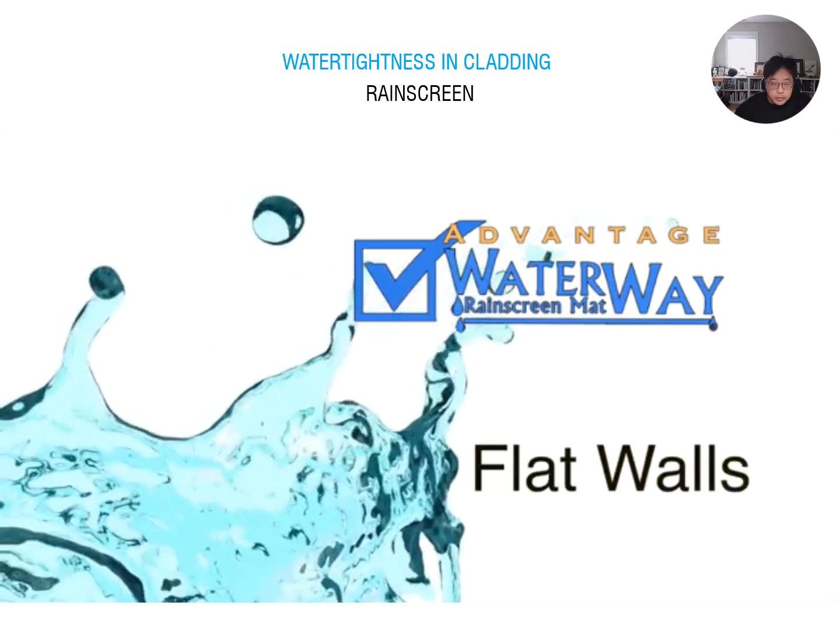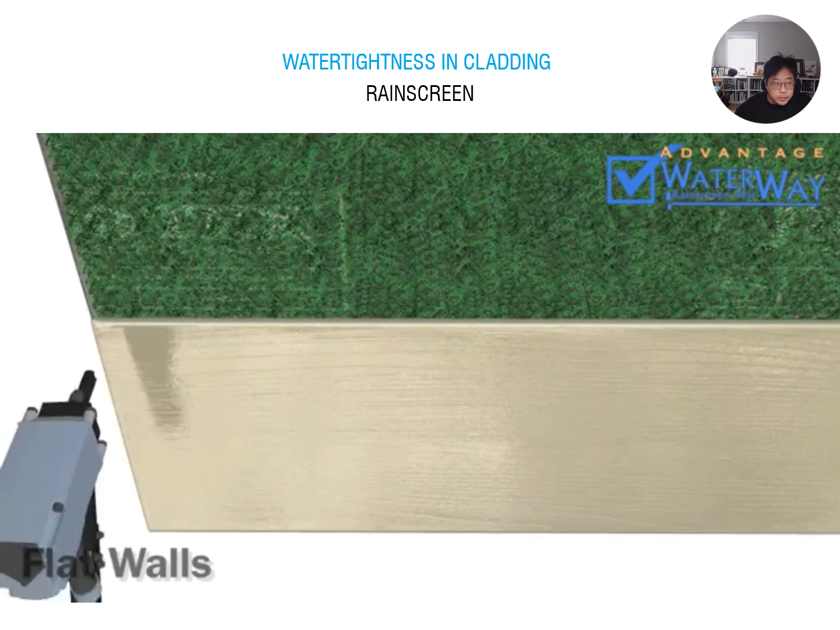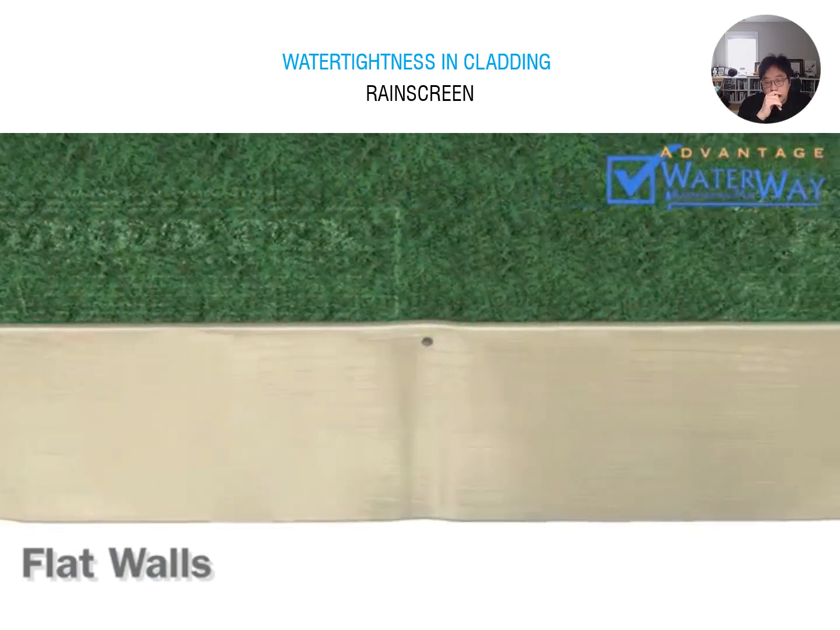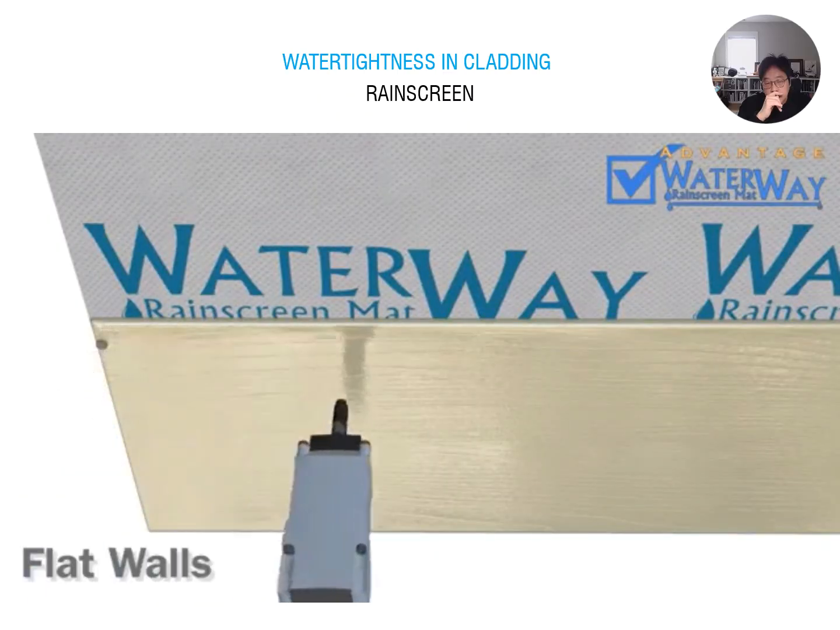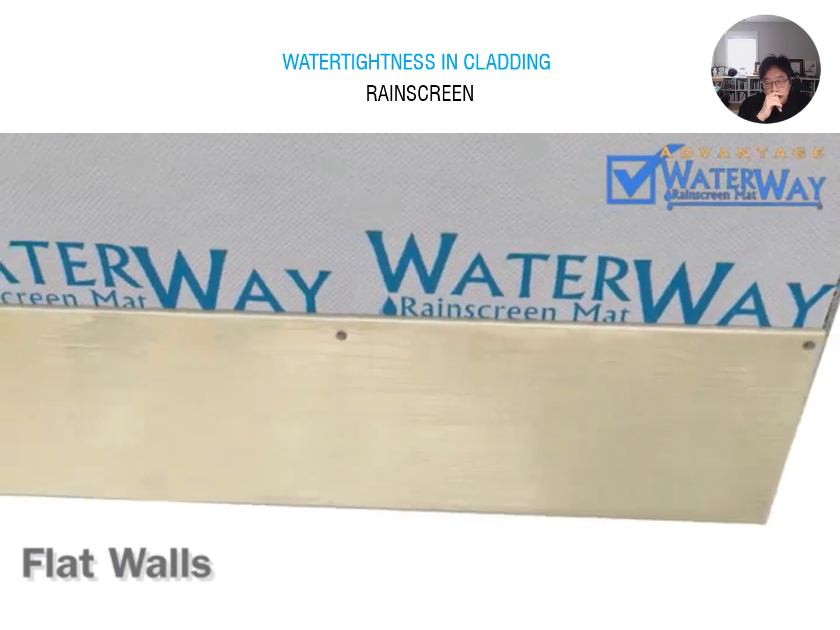Advantage number 6. Flat walls. Typical rain screen products are not able to resist point load from siding attachment, resulting in a wavy siding surface. Waterway's robust fabric distributes point load during siding attachment, resulting in a flat, uniform surface.